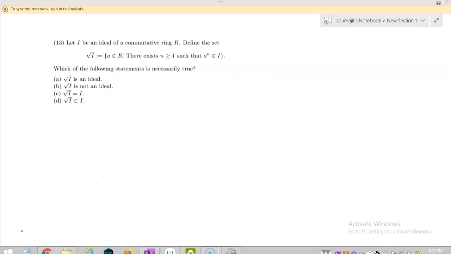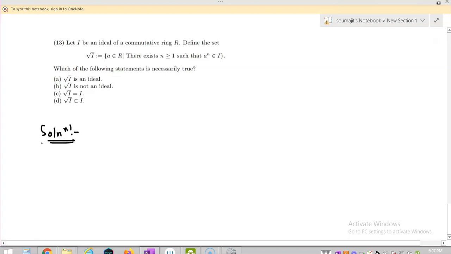Question number 13 says that if I is an ideal of a commutative ring R, define root I equal to all such a belongs to R such that there exists n greater or equal to 1 such that a to the power n belongs to I. So all such a belongs to R such that a to the power some natural number belongs to I. Then the options are: root I is an ideal, root I is not an ideal, root I equal to I, and root I is a subset of I. Okay, let us start the solution.